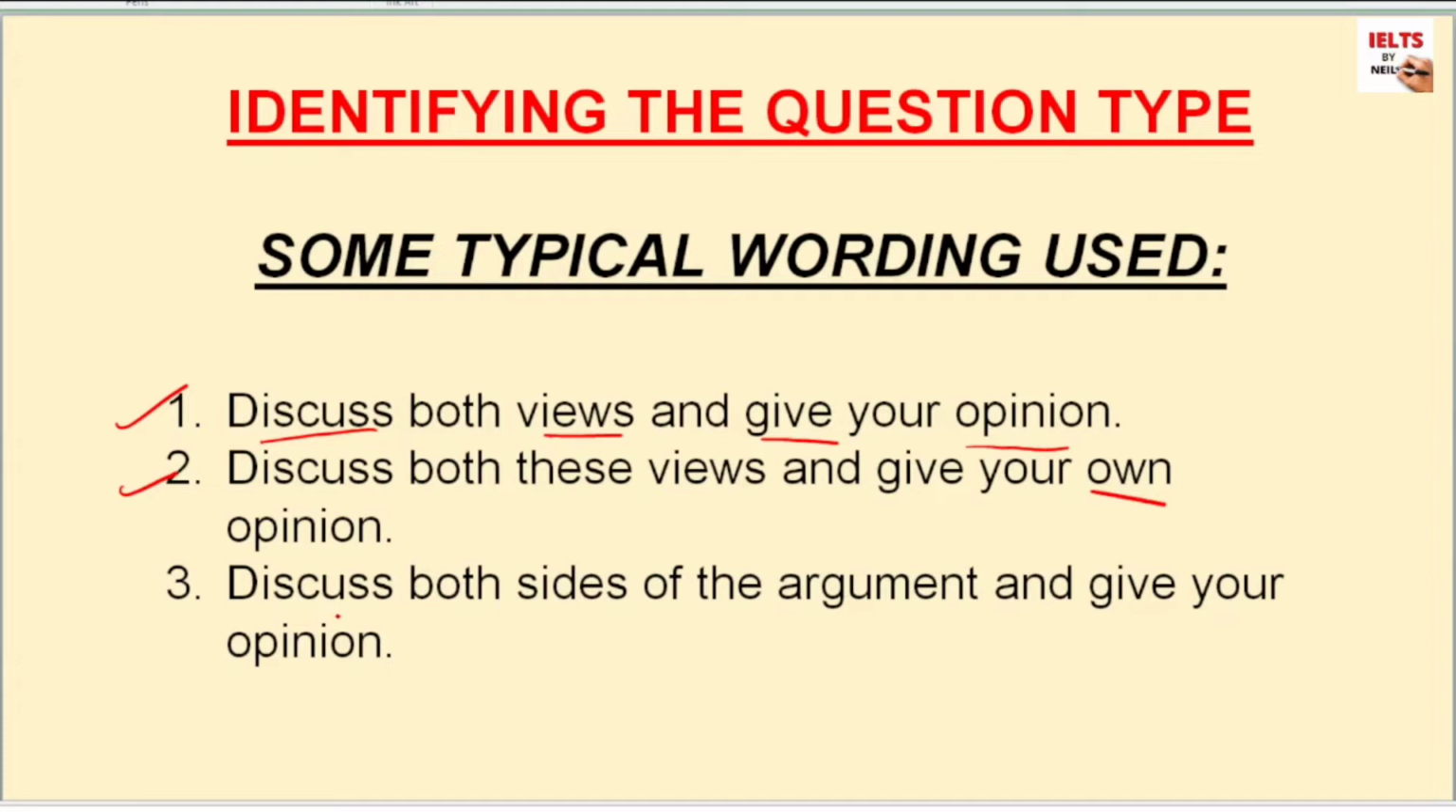The last one is: discuss both sides of the argument and give your opinion. Of course, argument is nothing but the views, so you don't have to get confused. Whenever you see any of these question types, your mind should click that yes, you have to follow the structure for the discussion essay. This is the technique to identify whether this is a discussion essay or an opinion essay or an advantages and disadvantages essay. There are 5 types of essays in writing task 2.